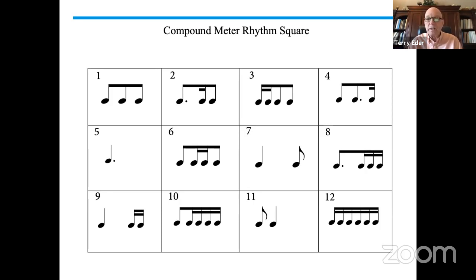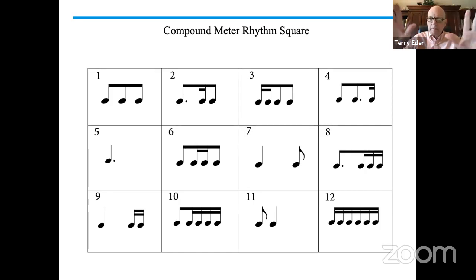Okay, this is like 6/8 time. So 1, 2, 7, and 5. If you know how those go, then you've got it made. But I would really practice. I put them in these squares like this.